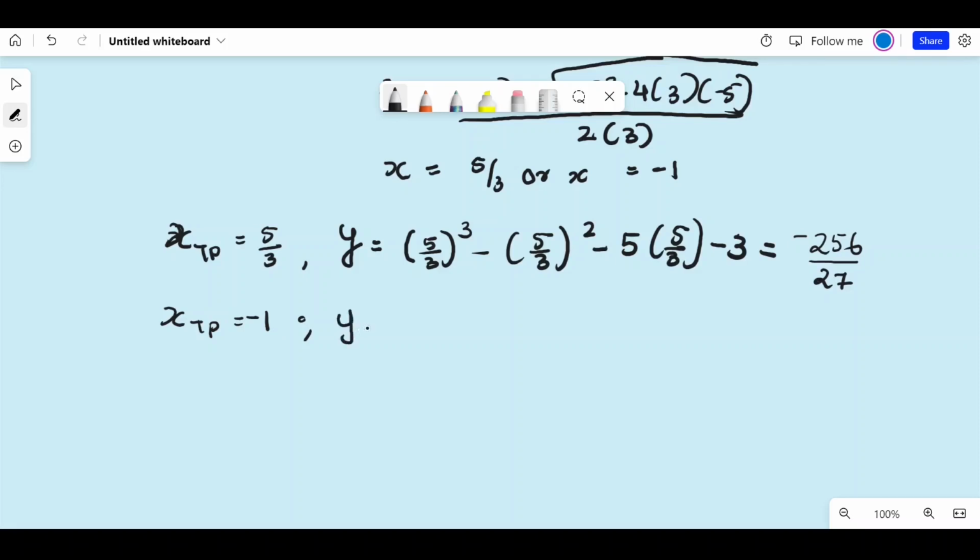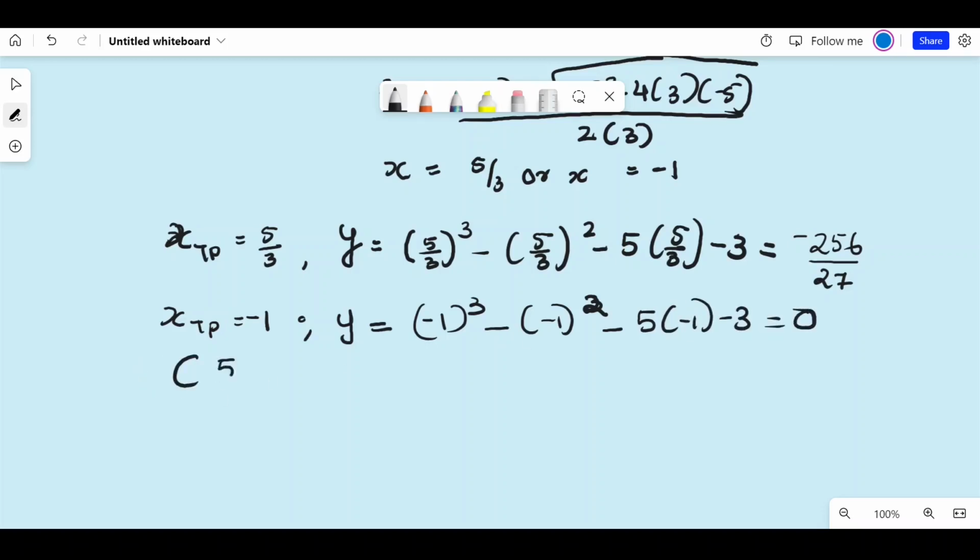but you already know the y coordinate of that turning point. This one is also an x-intercept, so you already know y was 0. But if you have forgotten, you can substitute x equal to negative 1 and see that you again get 0. So the two turning points are 5 over 3, negative 256 over 27, and negative 1, 0. So we have finished finding all the points.